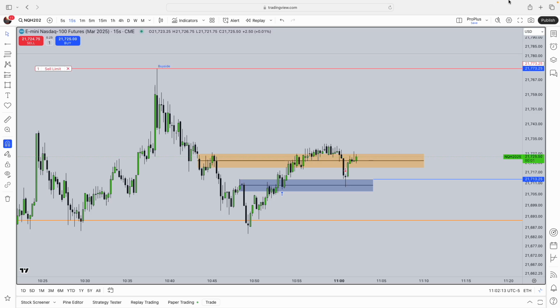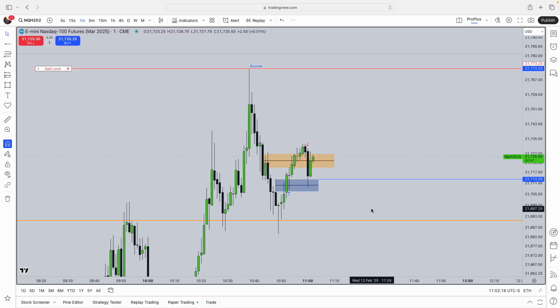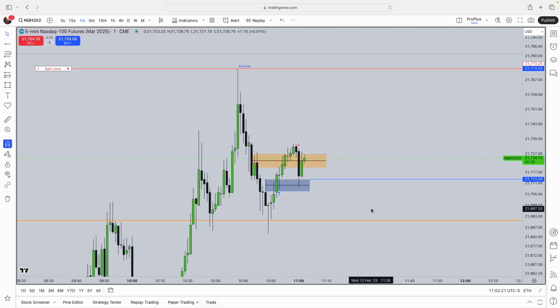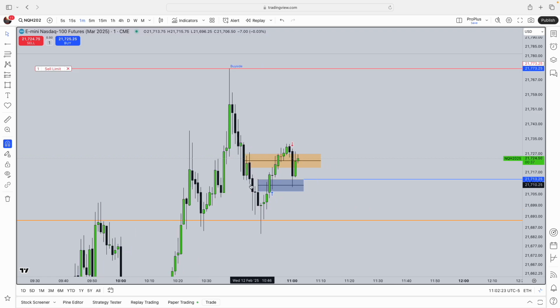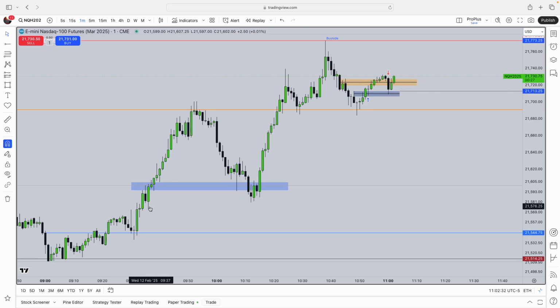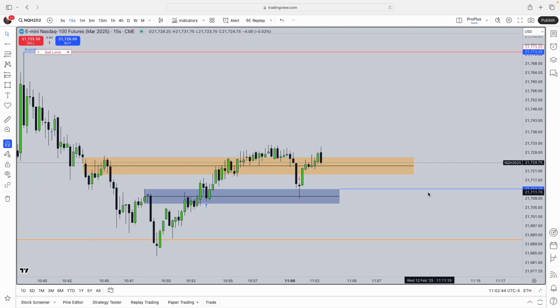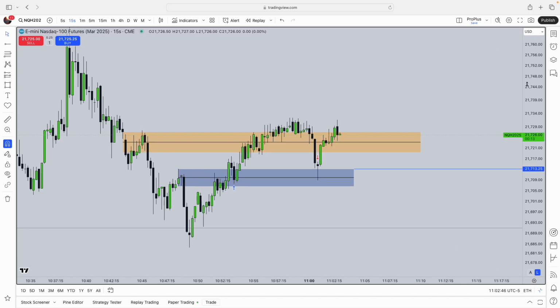Let's go on to the 1 minute. I want to see if I missed anything on the one. Not really. I mean, you've got that CPI here, which could be an inversion there. Where's the 930? That's probably down here. It's there. The first presented fair value gap doesn't even get tapped into. But yeah, I'll call this video now.